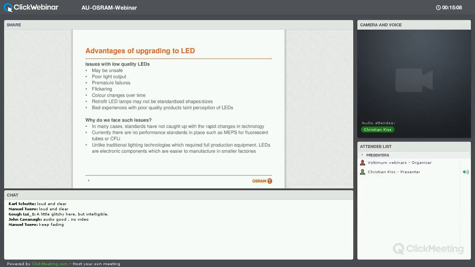Unlike traditional lighting technologies, which require full production equipment in factories, LEDs are relatively simple to produce, in that they're electronic components that can be soldered to a PCB and put together in a relatively small sort of factory. So you hear these stories of backyard factories in China and so forth where they're just assembling a lot of LED products. That's also why there are such issues.